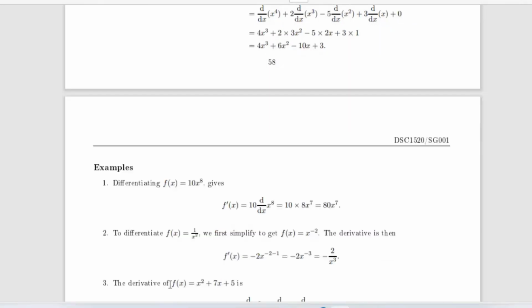Thank you. Okay. The derivative of f of x equals x squared plus 7x plus 5. Do you see that? Please take that as homework. Tomorrow when we meet, we'll start by checking your answer for the derivative of f of x equals x squared plus 7x plus 5. Can we agree on that one? Yes, sir. Thank you. Okay.